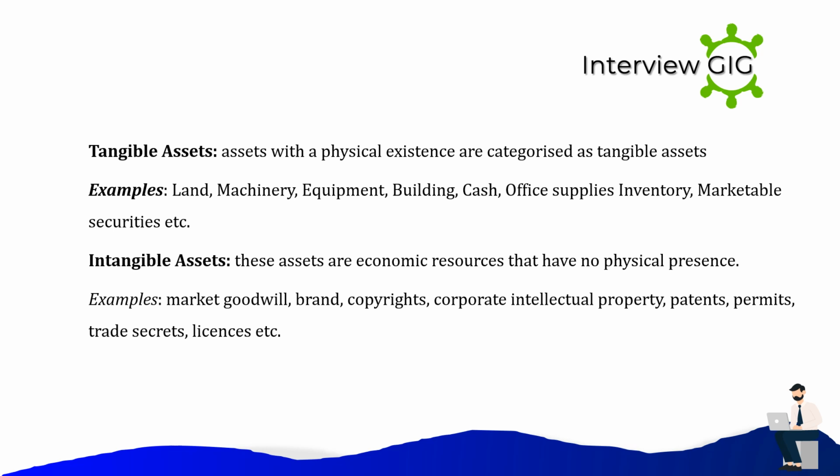Tangible assets. Assets with a physical existence are categorized as tangible assets. Examples: land, machinery, equipment, building, cash, office supplies, inventory, marketable securities, etc. Intangible assets. These assets are economic resources that have no physical presence. Examples: market goodwill, brand, copyrights, corporate intellectual property, patents, permits, trade secrets, licenses, etc.